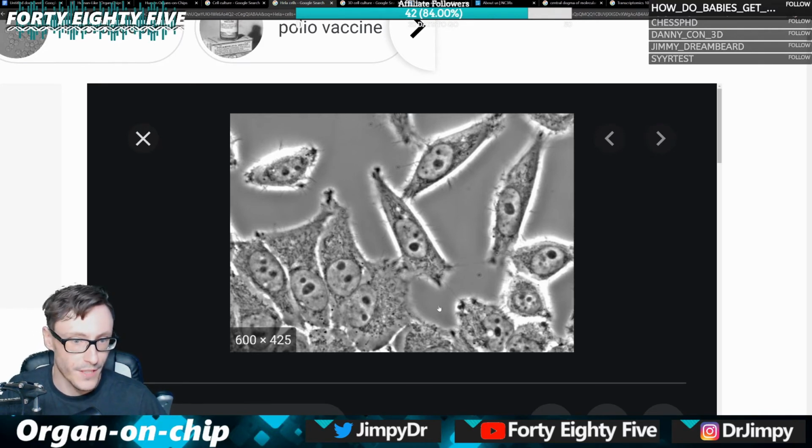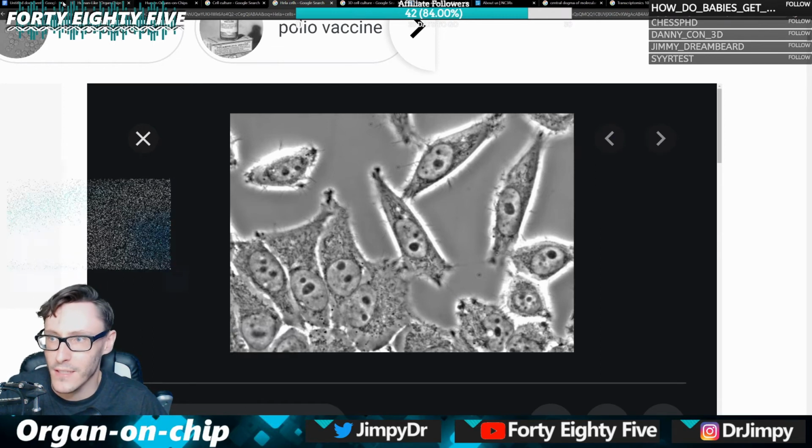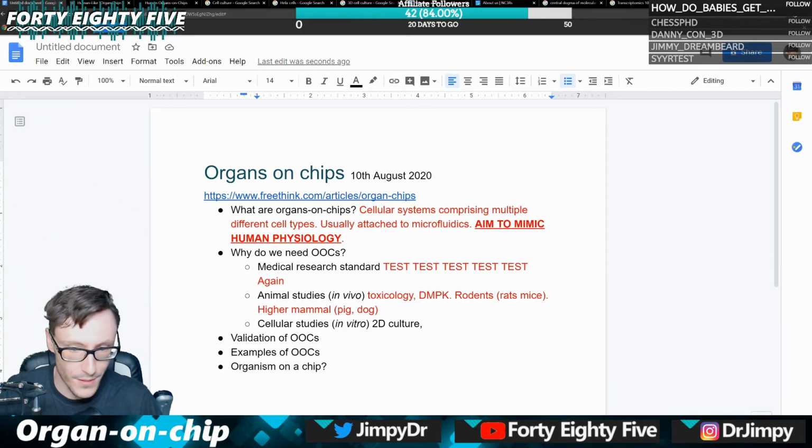But you can grow loads of different types of cells. You can grow neurons. You can grow liver cells. You can grow epithelial cells that line the tract of the lungs. But they are in fact just a 2D cell culture. So we have a 2D cell culture.